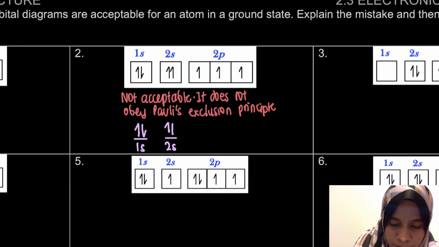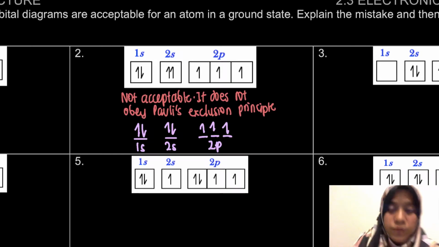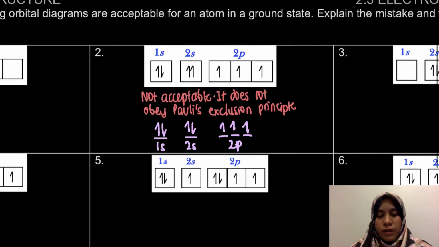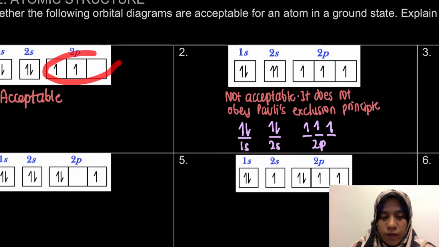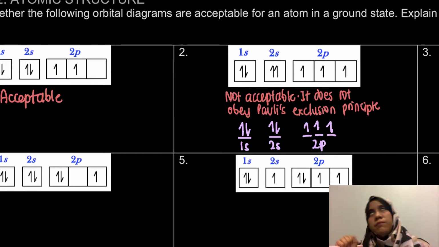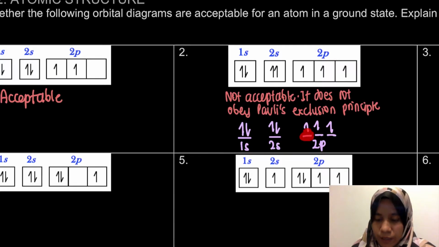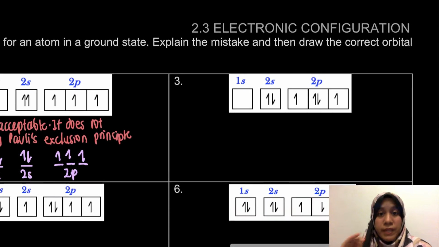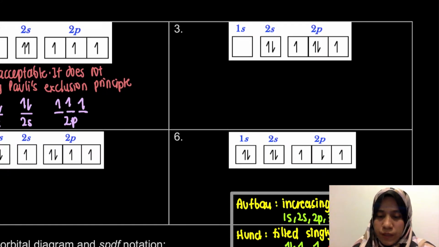1s, 2s, 2p. Okay, 2p: 1, 2, 3. Even though, as we can see, 2p must have 3 orbitals. Whether it is filled or not, make sure that for the p orbital there must be 3. We must have 3 boxes, or what we call platforms. 2, 3. Even though it's not filled, it's okay. The most important thing is there must be 3. Okay, this is the last one.